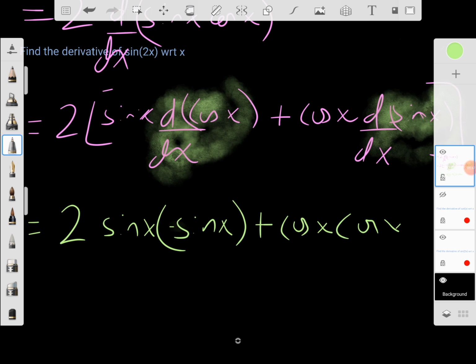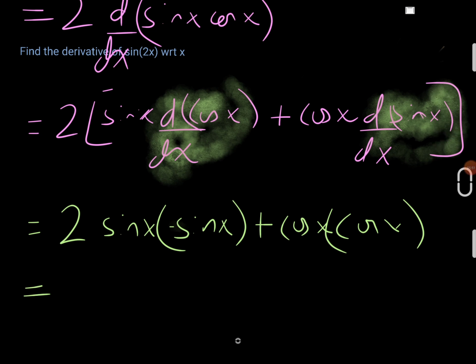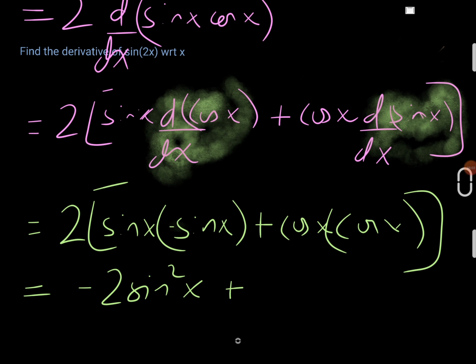Okay, now what do you get? Open the bracket, it will be minus 2 sine square x plus, 2 is common, don't forget that, plus 2 cos square x.